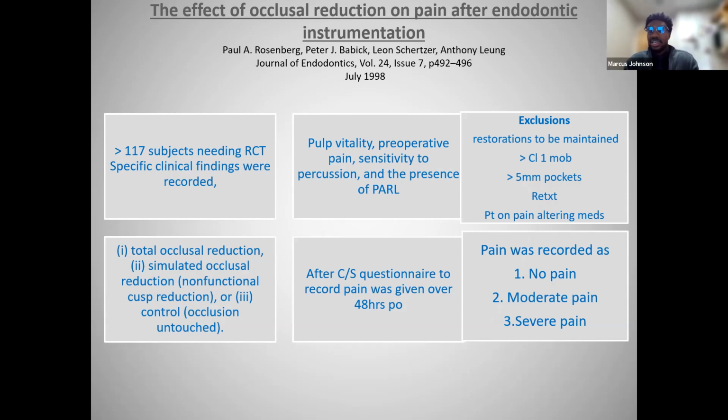But nonetheless, I also learned a great deal from Paul Rosenberg, who was the chair at that time. And this is his classic study, trying to evaluate the effect of occlusal reduction on pain after endodontic instrumentation. So they had 117 subjects that were in need of root canal. They recorded all of the vitals, the pulp vitality, pain upon percussion, presence of periapical lesions, things of that matter. And what they were trying to assess was what were the predictors of severe postoperative pain, and how can we control for that?